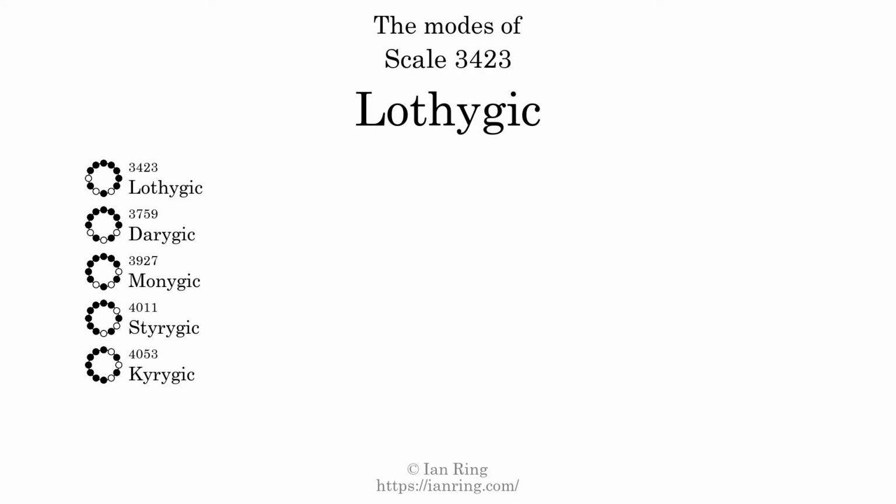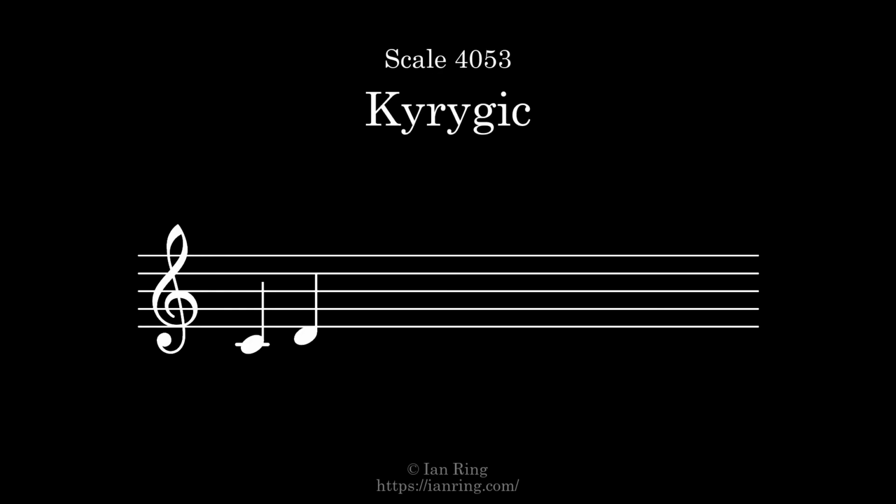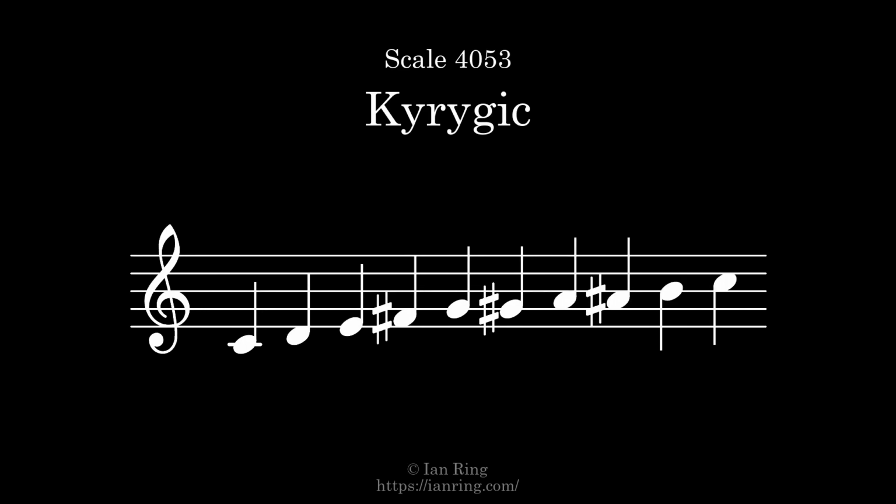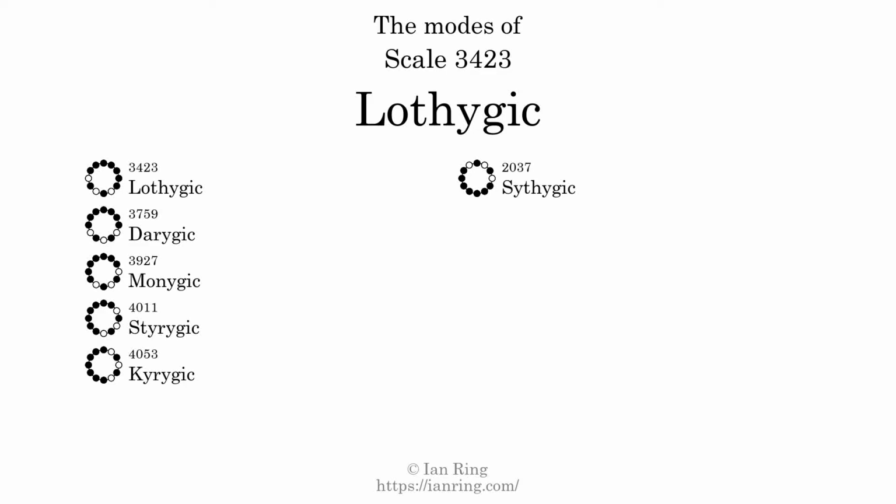The fifth mode is scale 4053, also known as Catacritic. It sounds like this. The sixth mode is scale 2037, also known as Lothygic. It sounds like this.